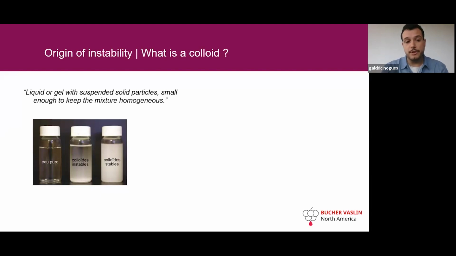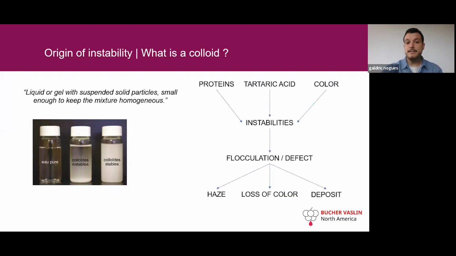If you take the picture, for example, you have pure water on the left. You have unstable colloids in the medium with a deposit at the bottom of the glass. And you have a stable colloid on the right, which looks like milk. Milk, for example, is a stable colloid. And these colloids, you can separate into three major parts: the protein, the tartrate acid, and the color instabilities. And they are all connected to each other.